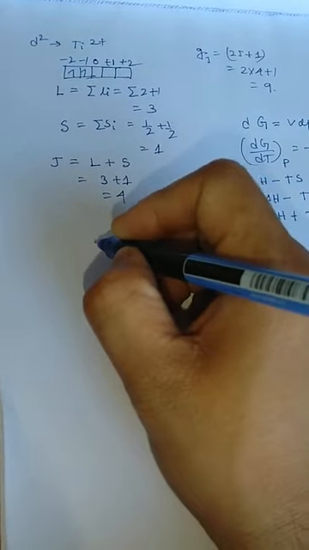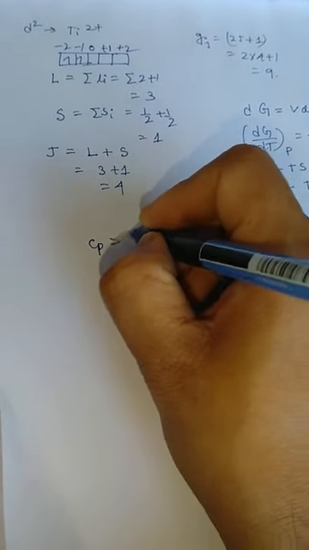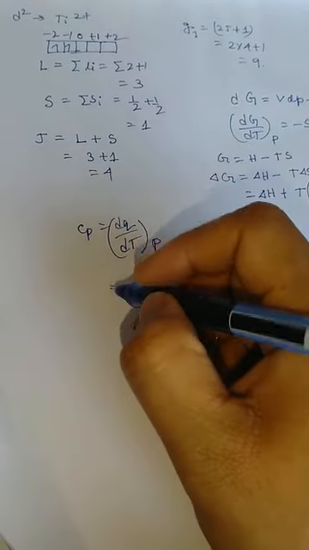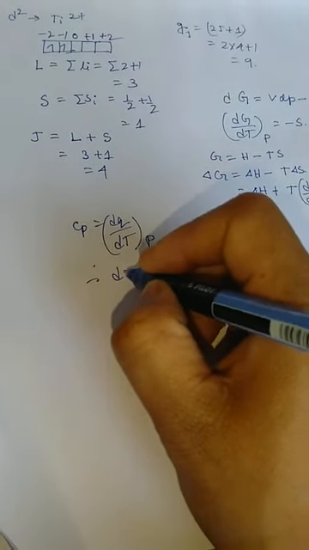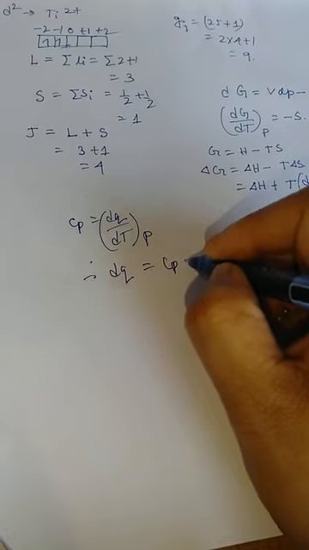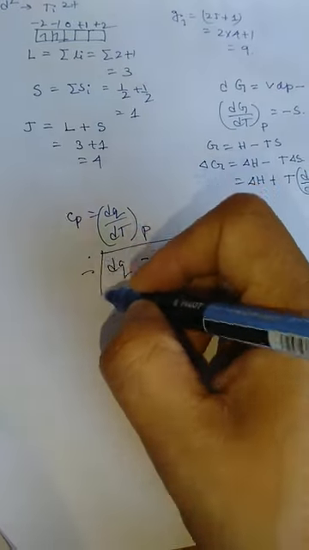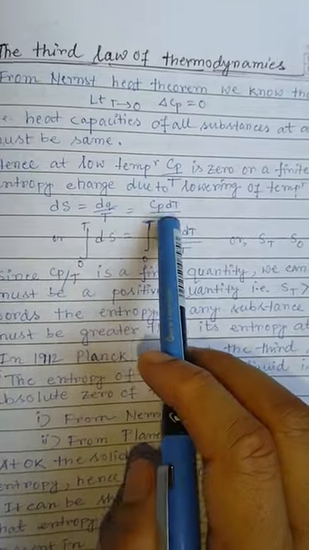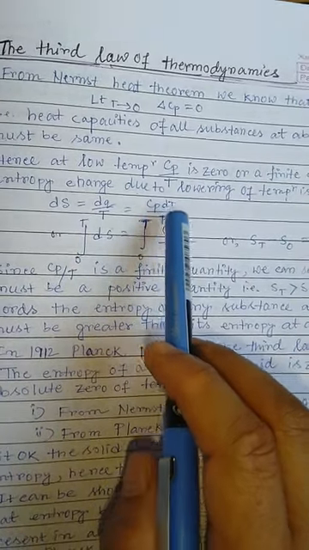We know that Cp equal to dq by dT at constant pressure. So dq equal to Cp into dT. So I have just used this. So in place of dq, I can write Cp into dT by T.